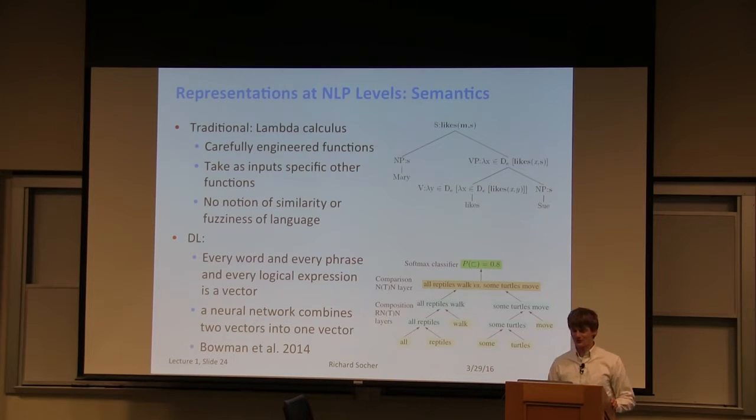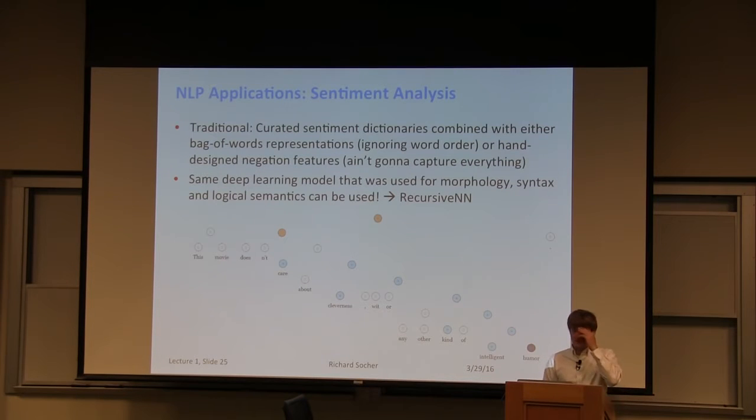All right, so we basically were able to see that for all these different levels of linguistic representation, starting from speech to phonemes and morphemes, words, phrases, grammatical structure, and the meaning, everything will essentially be mapped to a vector. Now let's look at a couple of applications.